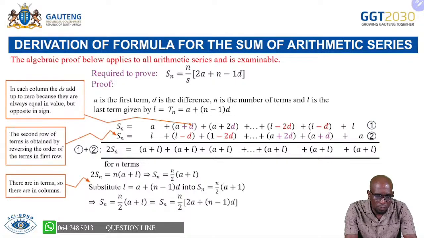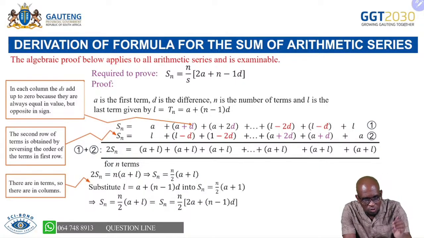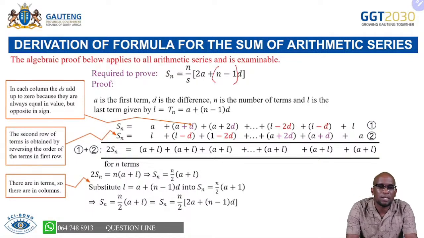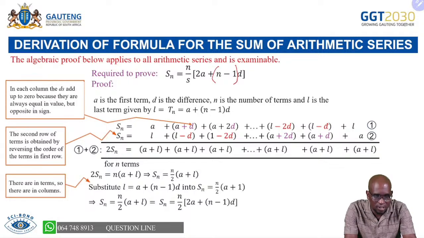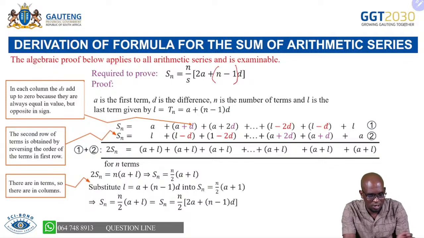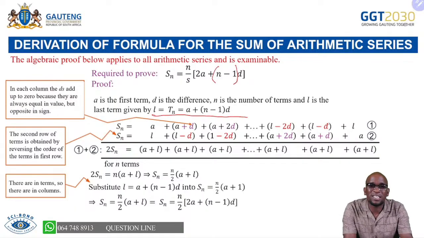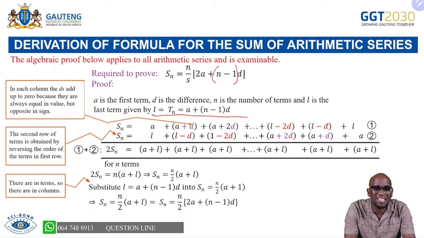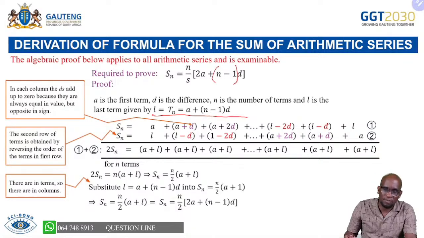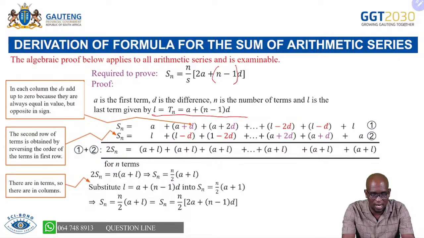Now, we are required to prove that Sn is equal to n over 2 into 2a plus n minus 1 d. So a is the first term and d is the common difference. n is the number of terms, and the last term L is denoted by a plus n minus 1 d. This makes it a bit easier for us to prove the formula if we take it from the perspective of the last term, as Tn is a plus n minus 1 d.